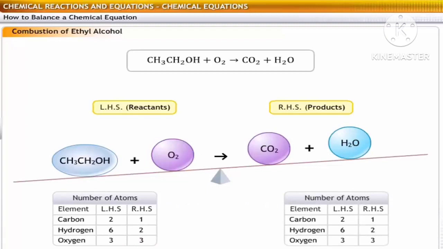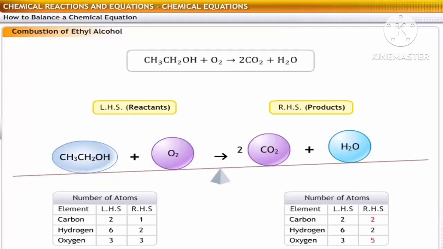Let us begin balancing the equation by selecting carbon. There are 2 atoms of carbon on the reactant side, but only 1 atom on the product side. So to balance this, add the coefficient 2 before carbon dioxide on the right-hand side. Now, let's consider the next element, hydrogen.